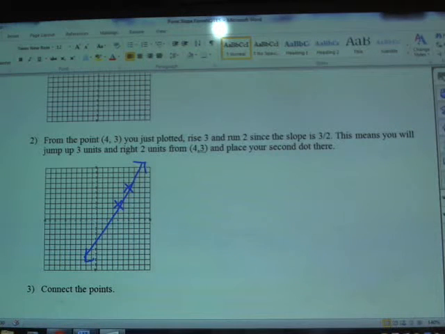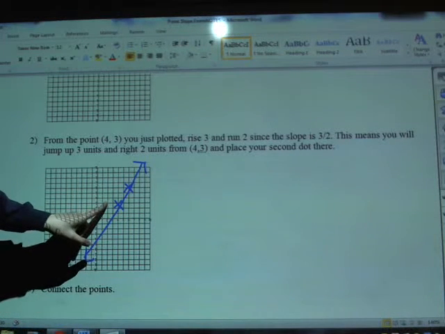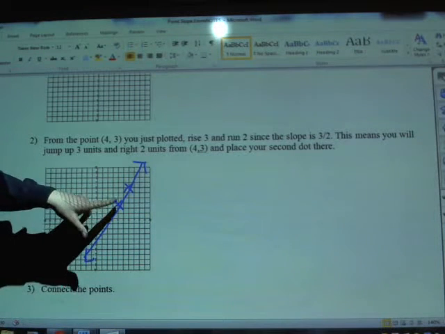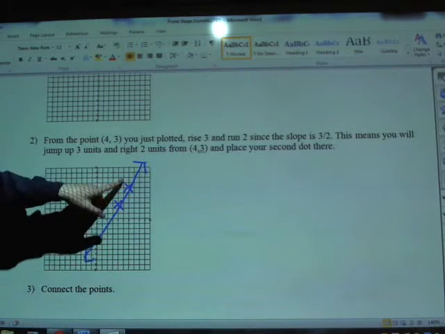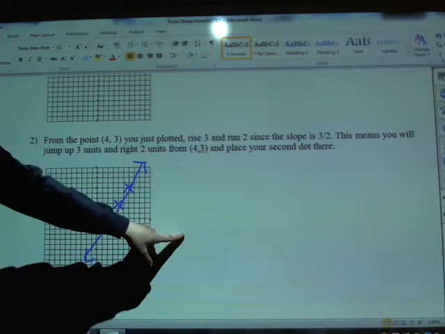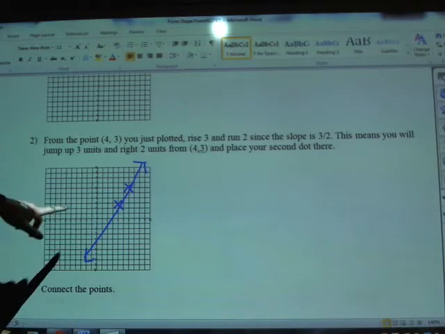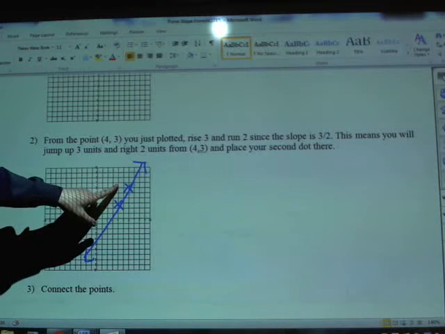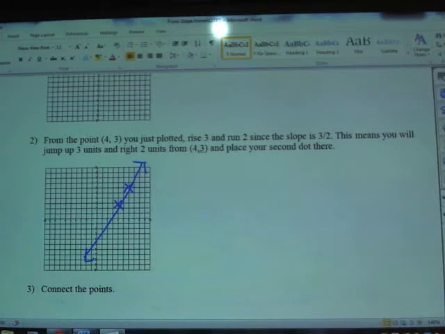What sometimes people do that causes them to make a mistake is they come back to the origin, and from here they would rise 3 and run 2 and put their other point and connect. You don't do it that way. You go from the point you've already made for your slope. So you'll either go up or down depending on what the rise is, and then to the right for the run, and plot your other point and connect. In this case, since it was 3 over 2, from that point we already made, 4, 3, we went up 3 jumps and 2 jumps to the right and put our other dot and connect.